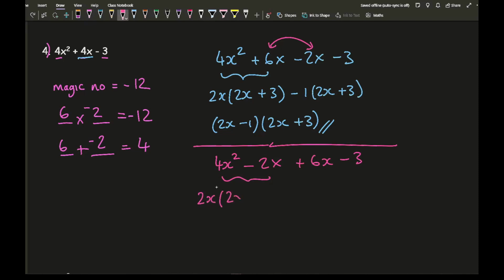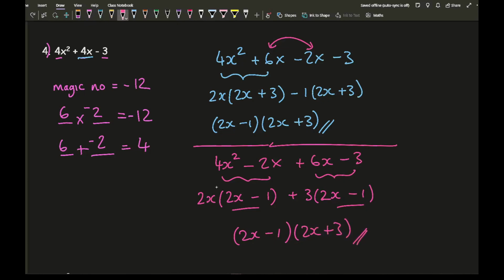So here I end up with 2x minus 1, and then here I factorise this, so that's going to be a 3, in which I end up with 2x minus 1. And then here you can see my brackets are still the same. So here I've got 2x minus 1, and I've got 2x plus 3. And you can see here that these two answers are both the same.